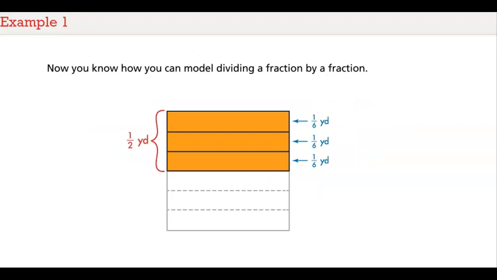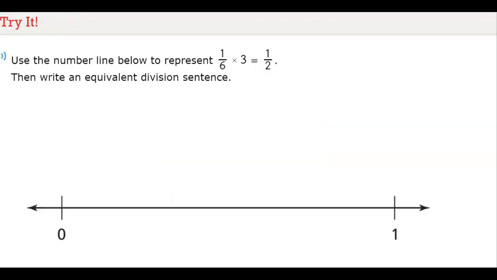Now you know how you can model dividing a fraction by a fraction. Use the number line below to represent 1/6 times 3 equals 1/2. Then write an equivalent division sentence. We are going to represent 1/6 times 3 is equal to 1/2 in our number line.